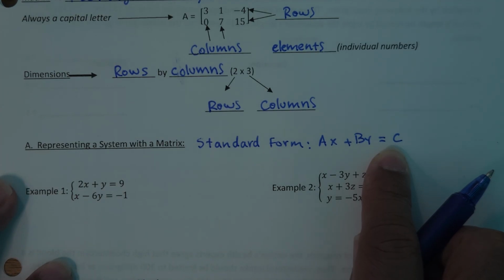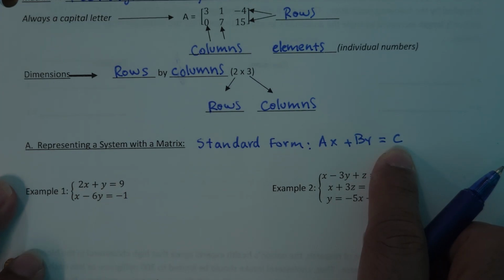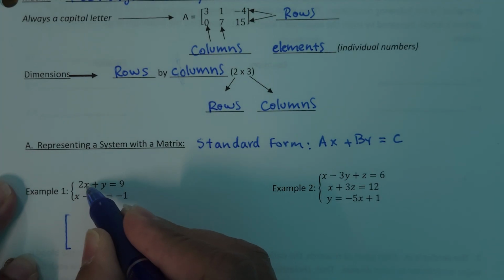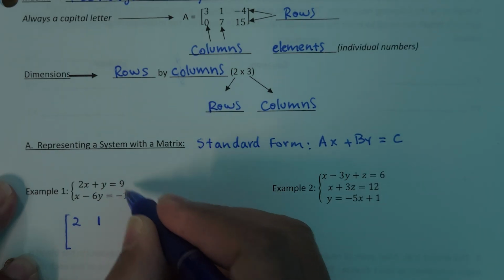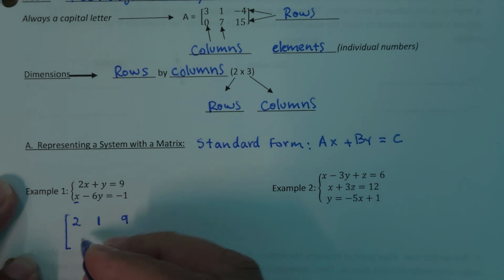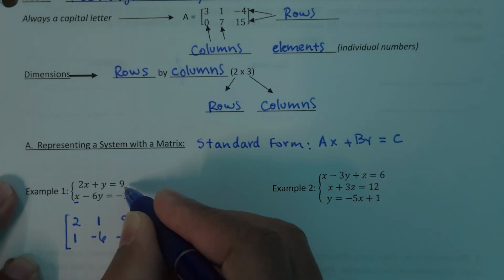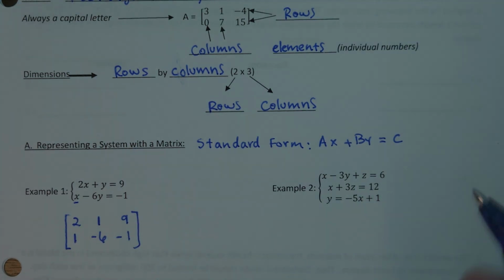Then I'm just going to look at the coefficient in front of the x, the y, and the constant. I'm going to open a bracket, and notice that the coefficient of x is 2, the coefficient of y is 1, the constant is 9. That's the first equation. In the second equation, the coefficient of x is implied to be 1, the coefficient of y is -6, and the constant is -1. This is how you go from a system of equations to a matrix. In this case, this matrix is a 2 rows by 3 columns matrix. So it's that simple.